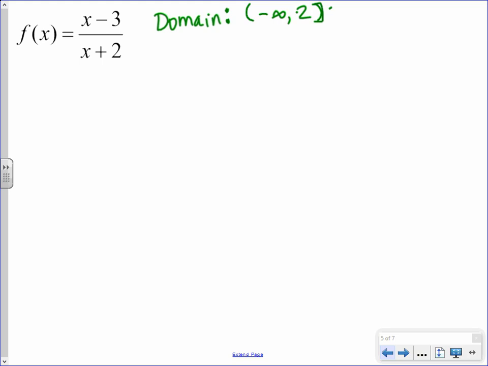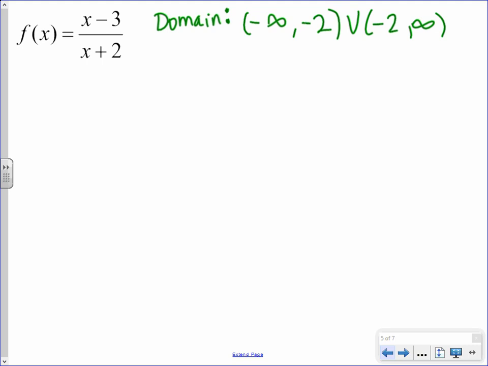If you plug in 2, what is your denominator? Negative 2. Negative 2, okay. So I like where you're going with the negative 2. We can't plug in negative 2, but can we plug in values above negative 2? Yes. Can we plug in values below negative 2? Yes. So instead of writing it like this, Will, I want you to write it as negative infinity to negative 2 and negative 2 to infinity. But we're going to use parentheses because we do not want to include negative 2.